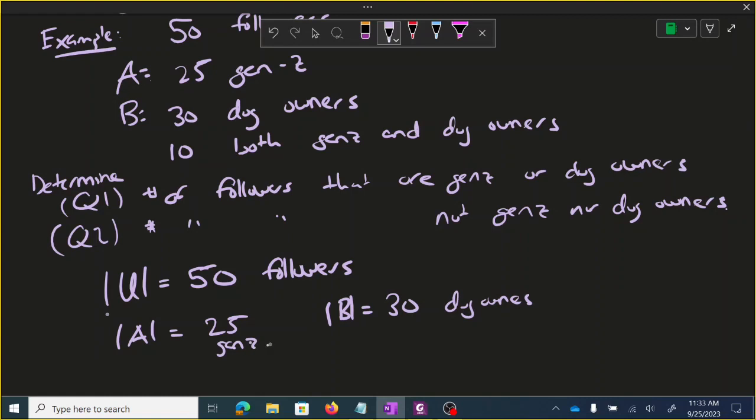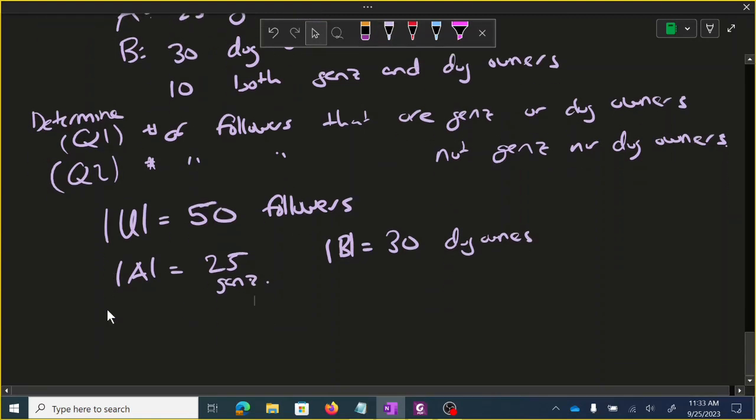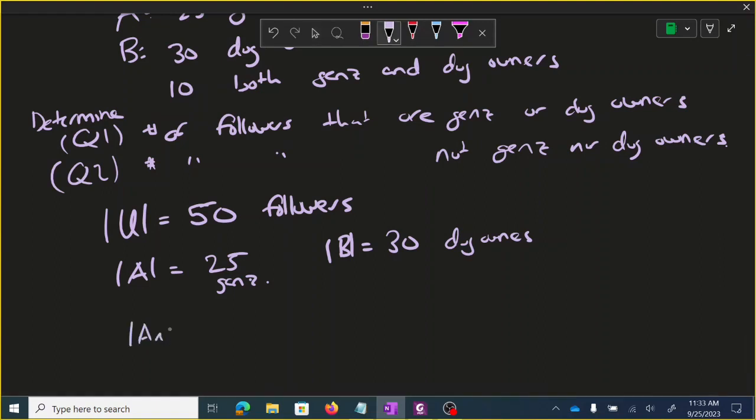And what is question 1 really asking? And actually, we have one more little piece of information. We know that 10 are both Gen Z and dog owners. So that piece there, we know that A intersect B equals 10. And question 1, what is it really asking us? It's asking us for the OR, which gives a clue that we're looking for the union. So they're really looking for A union B, or the cardinality of it, and what's that size.